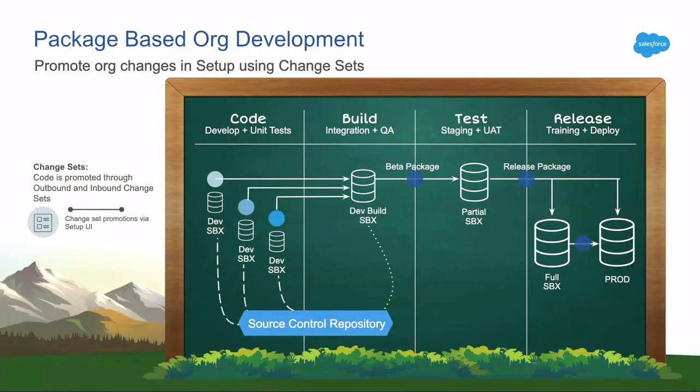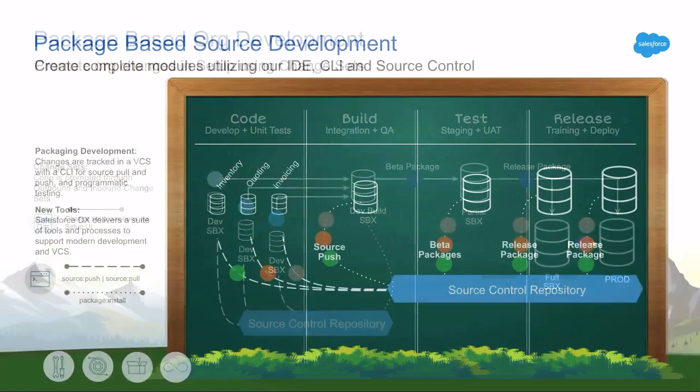We're still using packages, and we're still thinking of the source code, the representation that ultimately gets in the package, as our source of truth. And so it works both ways.